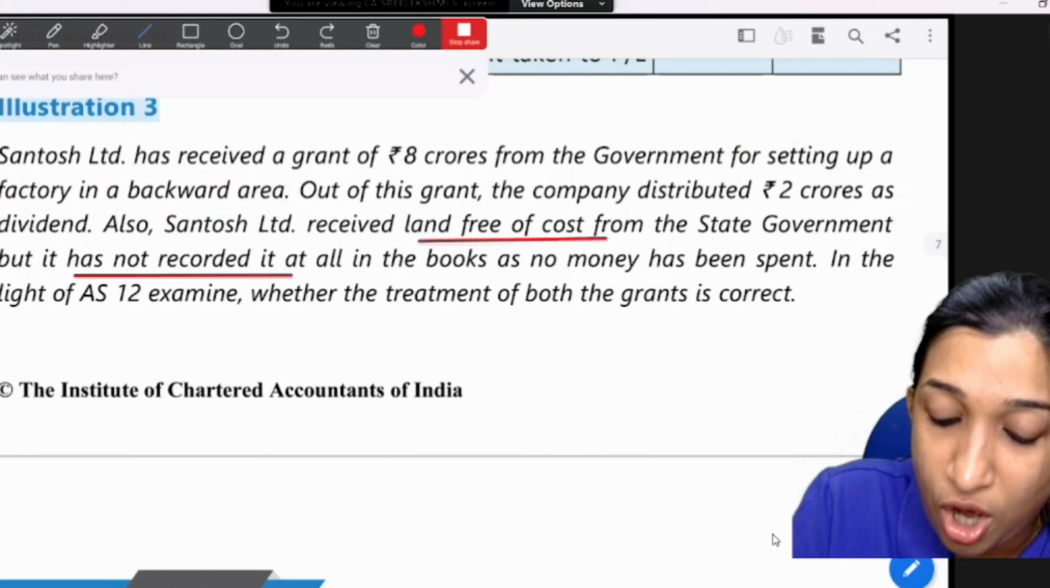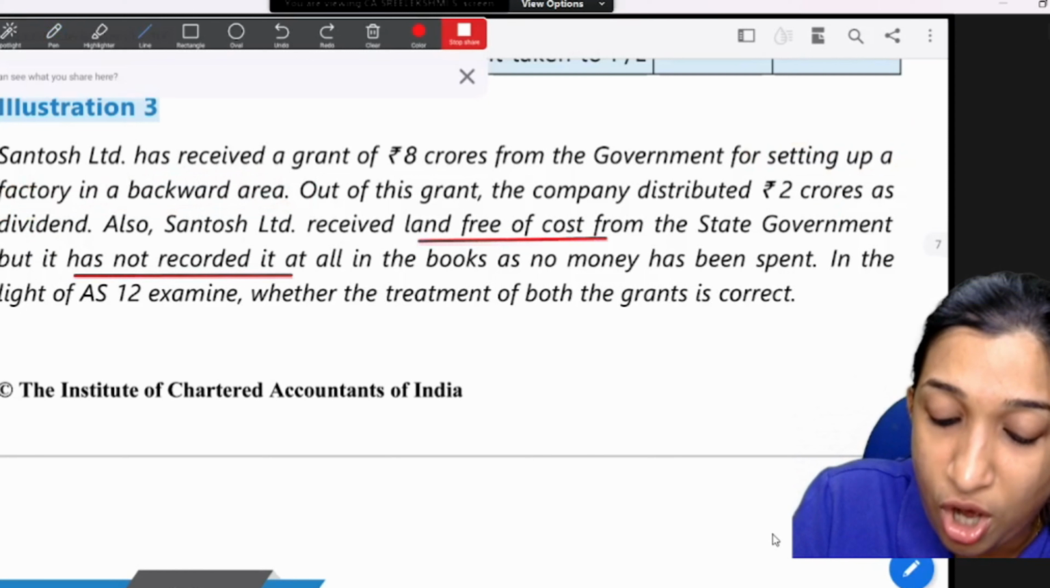Two, sometimes government is planning to construct a flyover, and the government is inviting quotations. You also have given a quotation and you got that bid, and you are doing that construction work. Will it be treated as a government grant? No. Normal trading transactions, normal business transactions, are excluded. It cannot be considered as a government grant.